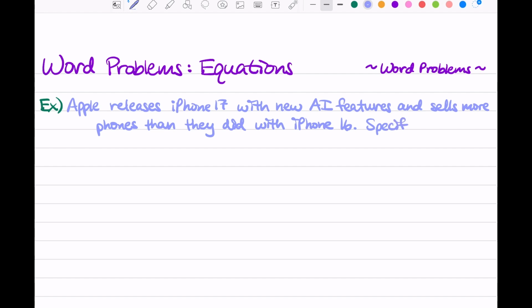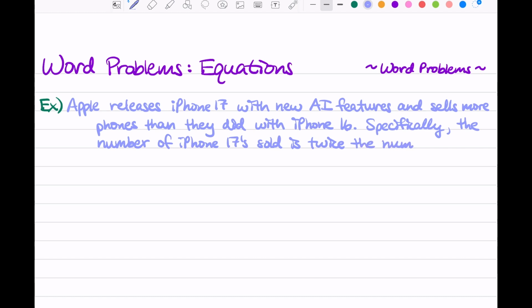Specifically, the number of iPhone 17s sold is twice the number of iPhone 16s sold. Plus 12 million.